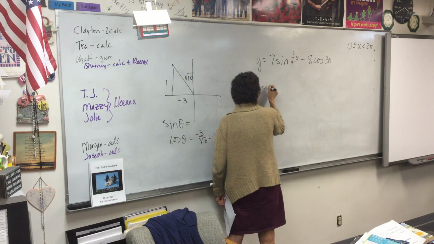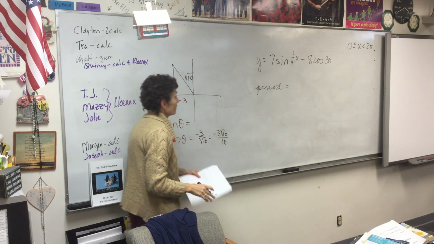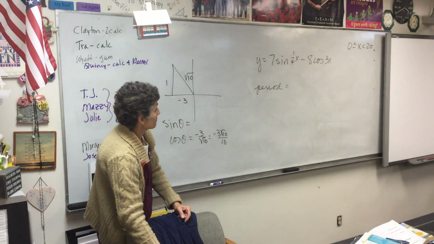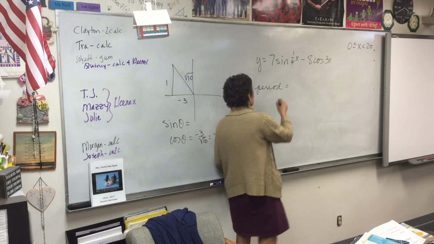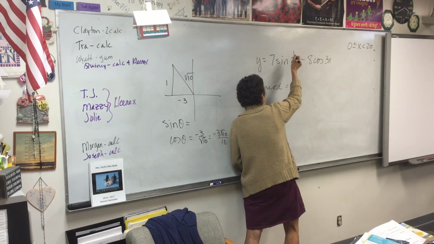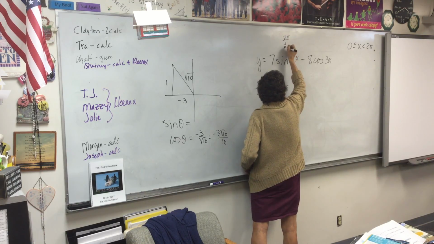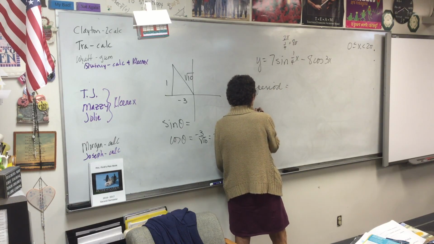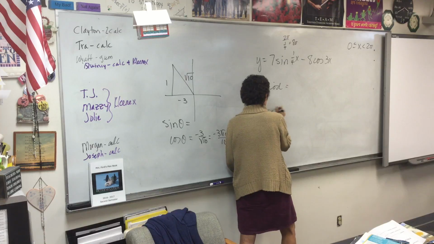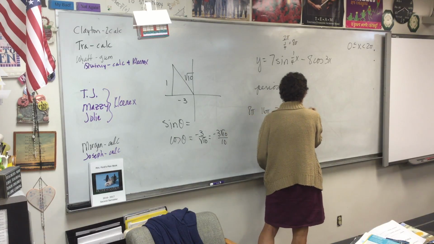What's the period? Alright, so we gotta find the period. We find the period of each piece. So what would the period of this piece be? 2 pi divided by 1/4, which is 8 pi. So we've got 8, 16, 24, 32, and so on.